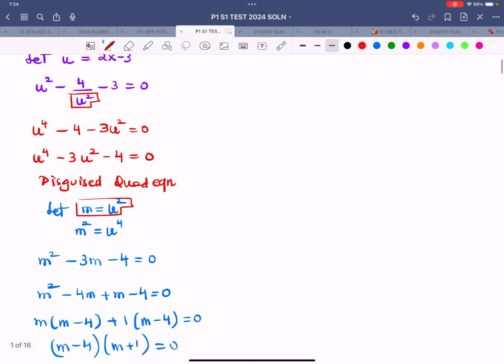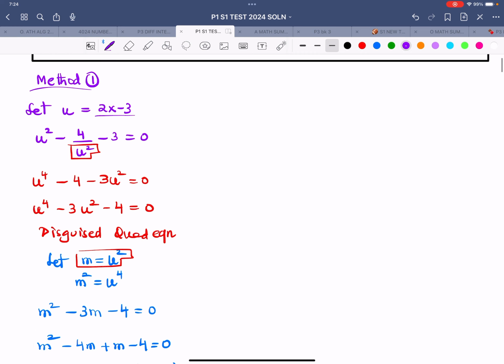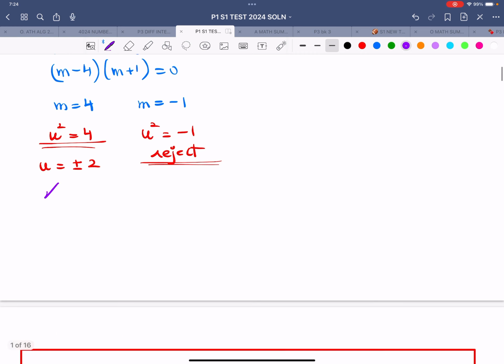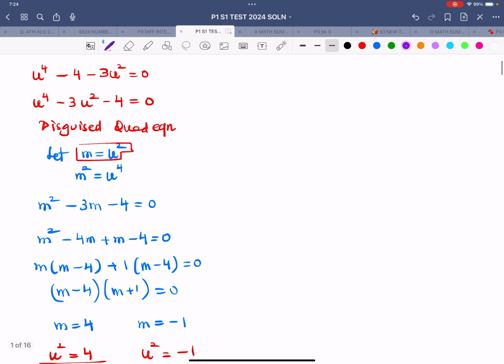But wait a minute, what is u equal to? u over here equals 2x minus 3. So therefore, 2x minus 3 equals negative 2, and 2x minus 3 equals positive 2. 2x equals 3 minus 2 is 1, therefore x is half. 2x equals 3 plus 2 is 5, therefore x is 5 over 2. So these are the two answers that we are getting.